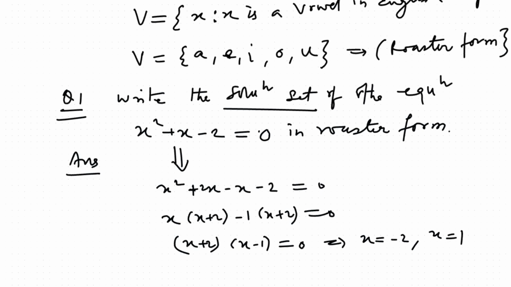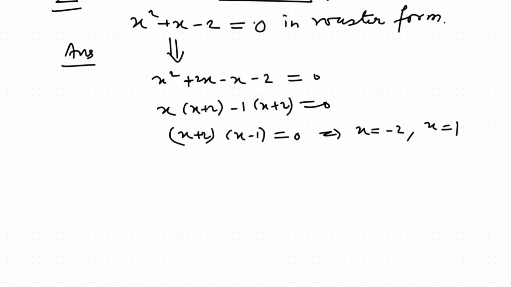So how would you represent it? This is a solution. The solution representation in the form of a set is {1, minus 2}. Whether we write it 1 comma minus 2 or minus 2 comma 1, it does not matter.